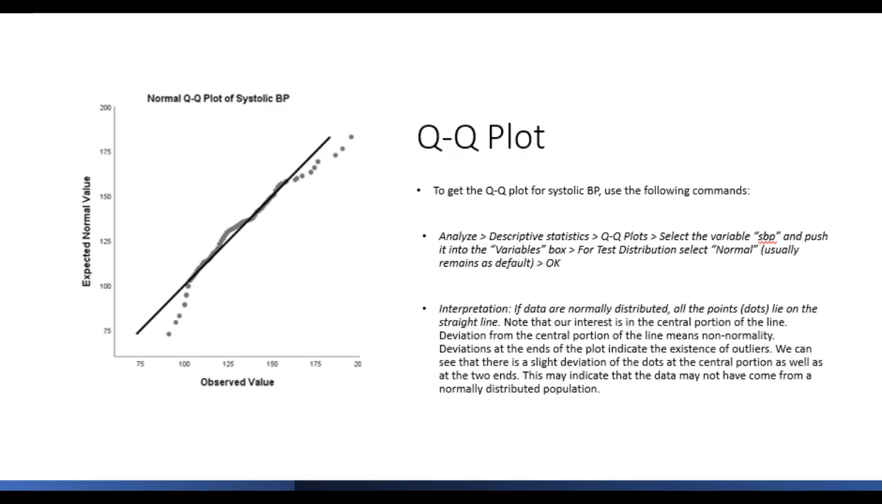Note that our interest is in the central portion of the line. Deviation from the central portion of the line means non-normality. Deviations at the ends of the plot indicate the existence of outliers. We can see that there is a slight deviation of the dots at the central portion as well as at the two ends. This may indicate that the data may not have come from a normally distributed population.